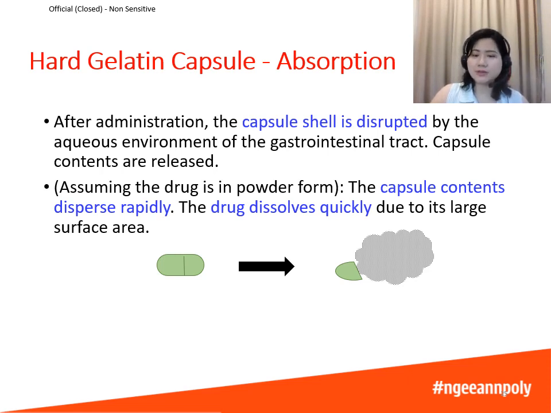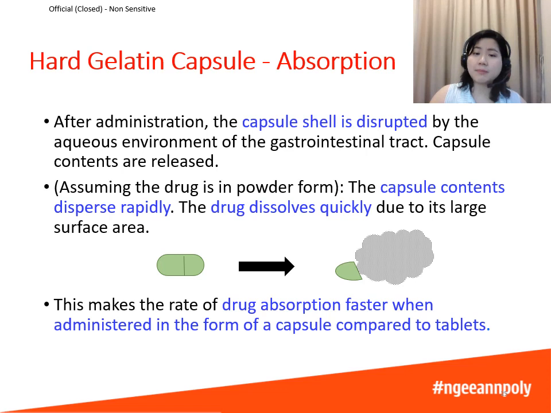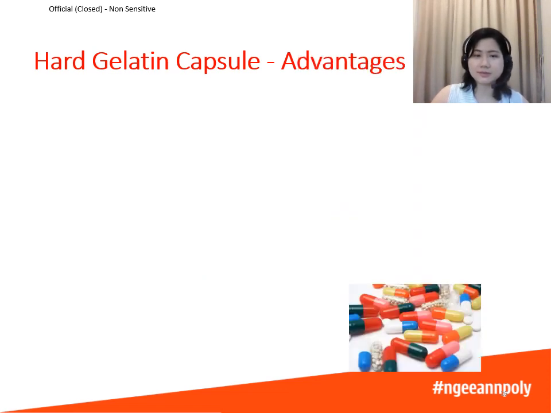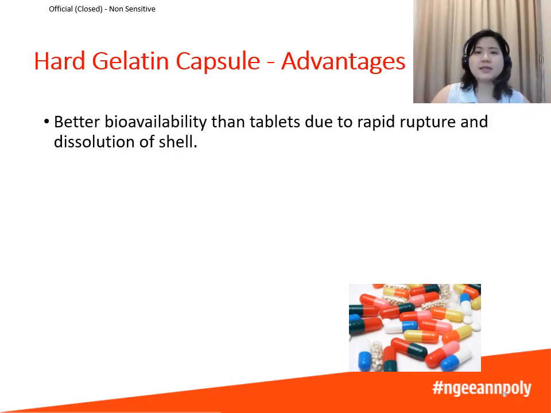If the drug was filled into the capsule in a powder form, then the powdered drug can disperse rapidly and dissolve quickly. When the drug is dissolved, it can be absorbed into the body. Compared to a tablet, which has to disintegrate before the drug can dissolve, capsules can therefore provide a faster rate of drug absorption. Compared to tablets, capsules can provide better bioavailability in terms of faster absorption.